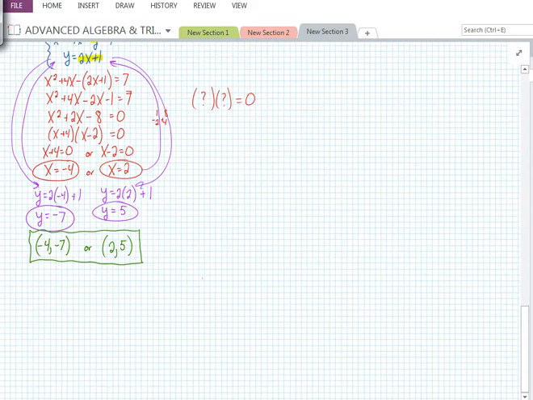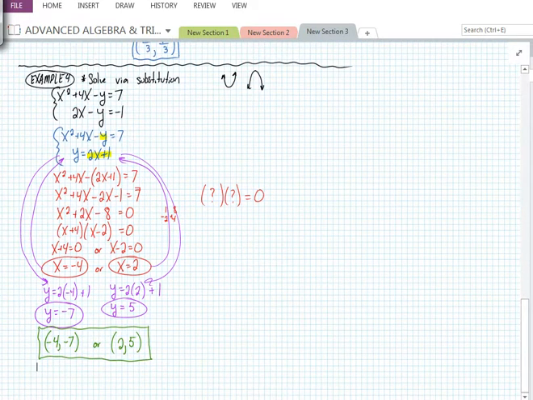Now what I'd like to do now is to show you how this is going to work in your graphing calculator. So in order to do that, we are going to need to have y isolated in both equations. It's okay on the second equation, but we've got to isolate the other one. So let's just go ahead and rewrite them over here on the right hand side. So if we isolate y in the first equation, that's going to give us y is equal to x squared plus 4x minus 7. And we already had it isolated in the second, and that was 2x plus 1.